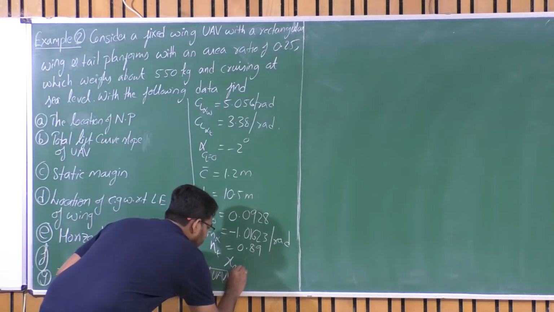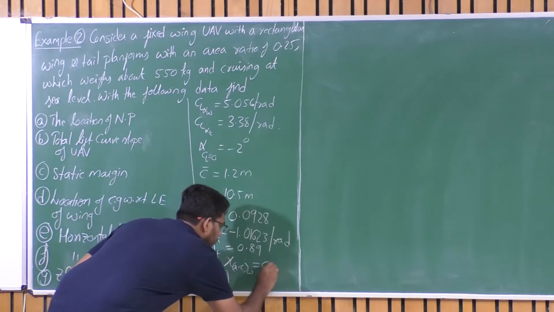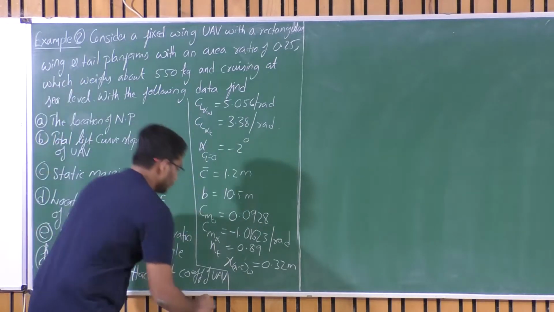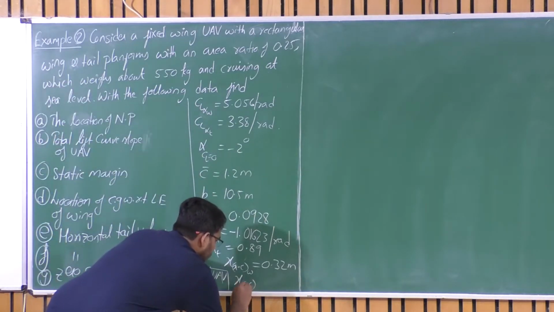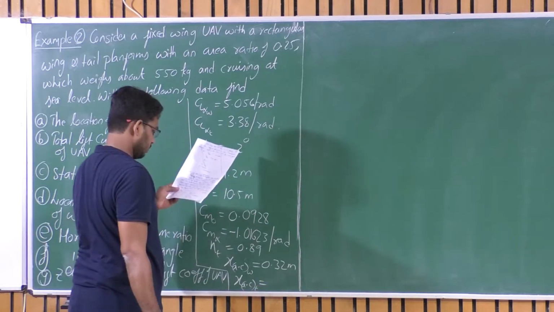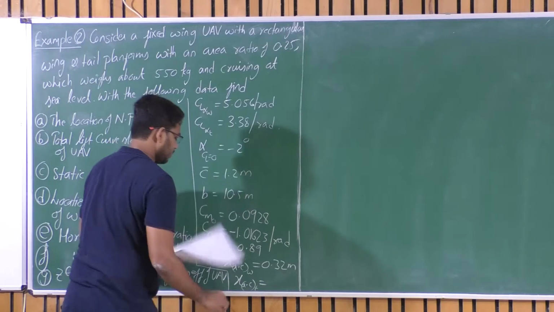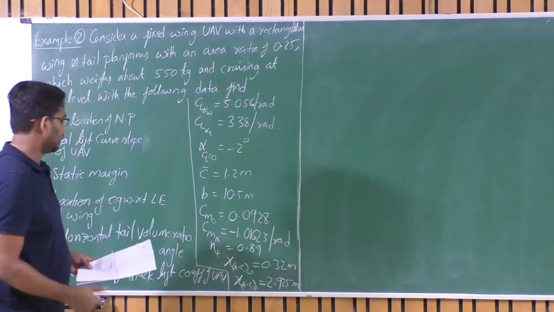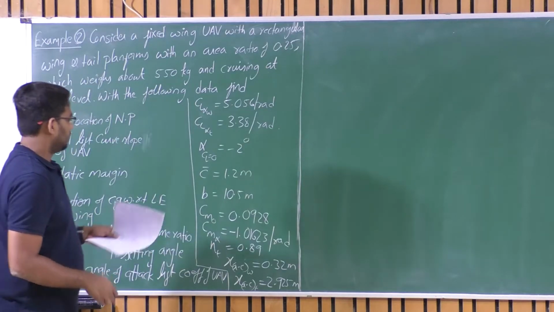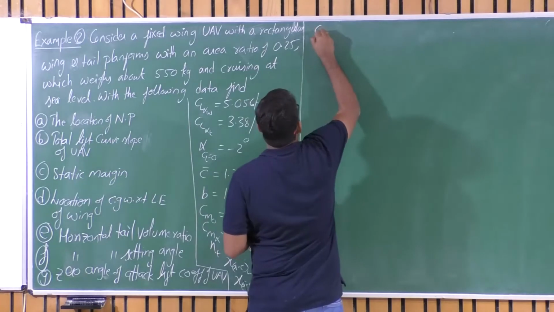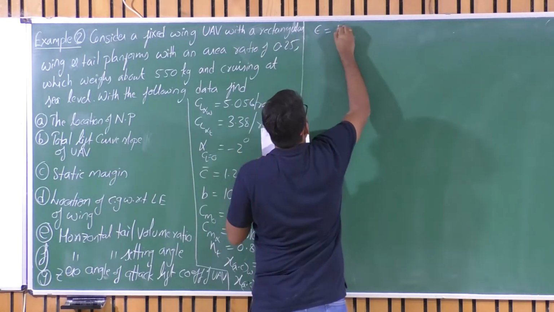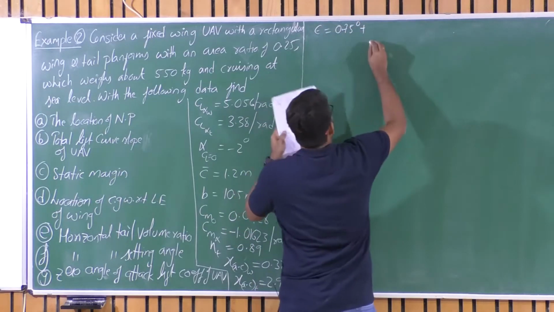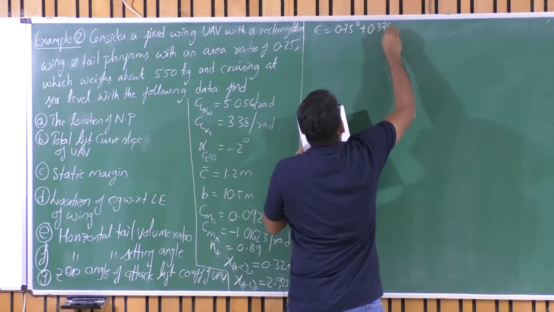So XAC of wing is 0.32 meters behind the leading edge, and XAC of tail is 2.93 meters approximately behind the leading edge of the wing. And we are also given the data about epsilon downwash, which is equal to 0.75 degree plus 0.375 times alpha.